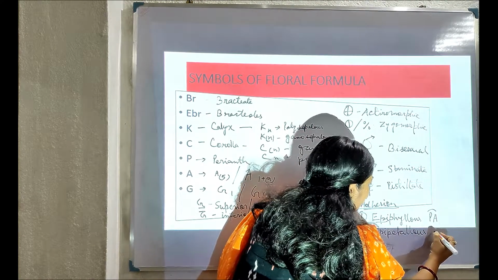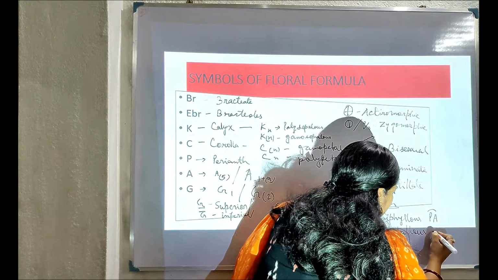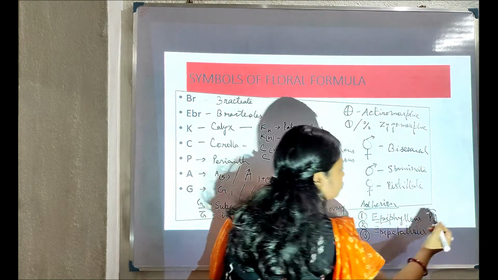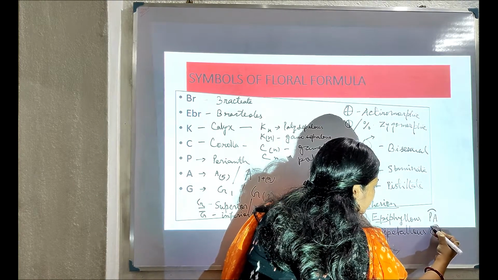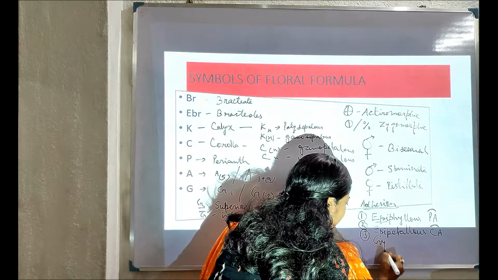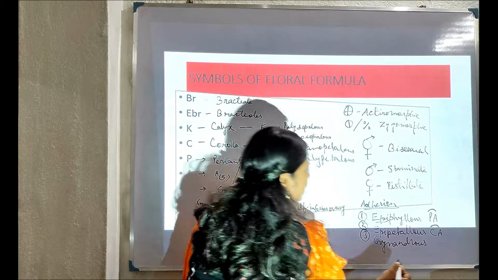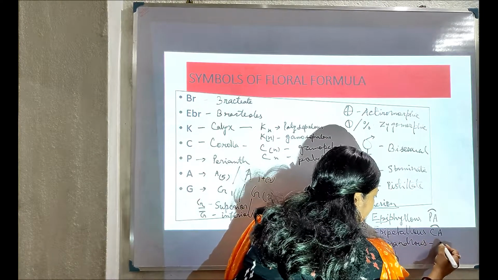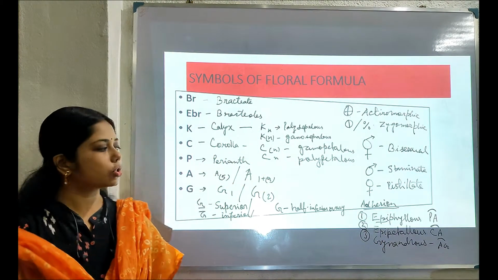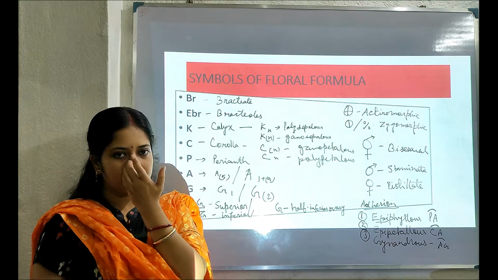Another one, epipetalous. That means when the androecium is attached to the petals. For this attachment we use this type of symbol. And another one is the gynandrous condition, when the stamens and the pistils are fused to each other. Then we use this type of symbol. So these are the important symbols that we use in the floral formula.